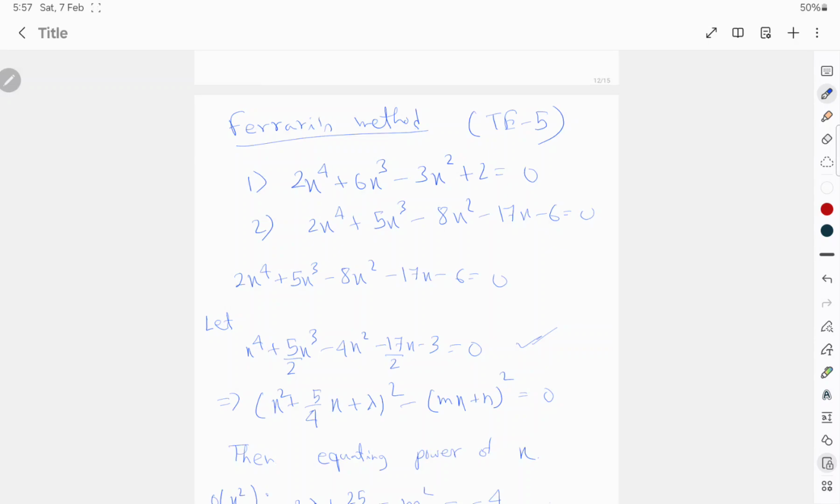Next you have to construct this type of equation: x square plus some coefficient into x plus lambda, whole square, minus mx plus n, whole square. This is the form you have to remember. The coefficient is whatever you have for x cube, divided by 2. So x square plus 5 by 2 divided by 2, that is 5 by 4, then plus lambda, whole square, minus mx plus n, whole square.